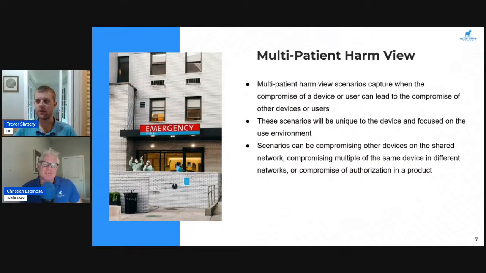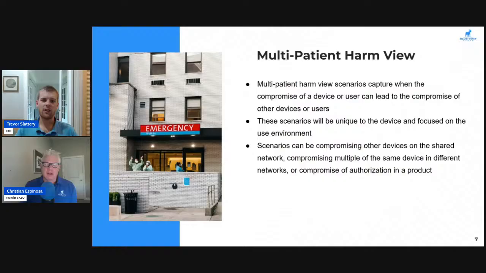Definitely. And there are some other situations that we have to capture as well. We have some examples that we'll dive into in a second, but we're talking about situations where ransomware is a hot topic for medical devices, for critical infrastructure. If a device gets ransomware, what other devices on that network will also get ransomware? That's something that we can think about from a multi-patient harm view angle as well.